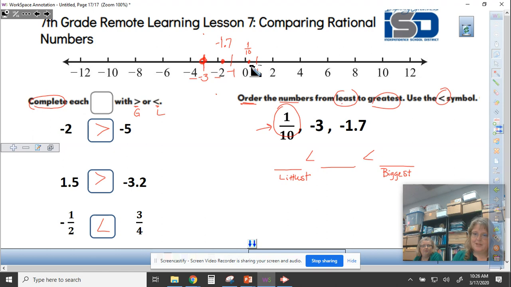By putting them on a number line, it helps me envision which one's the smallest and which one's the largest, because remember, the biggest numbers are all the way over here to the right on the number line. So I'm going to start off with -3 as my littlest number, followed by -1 and 7/10, and finally 1/10 is my largest number. Got some practice problems about this.